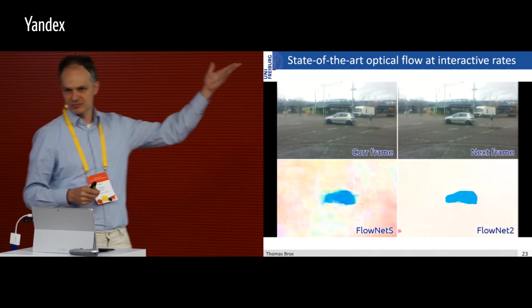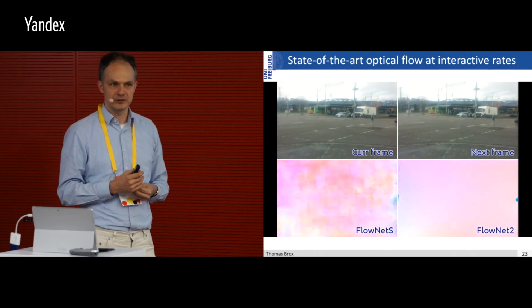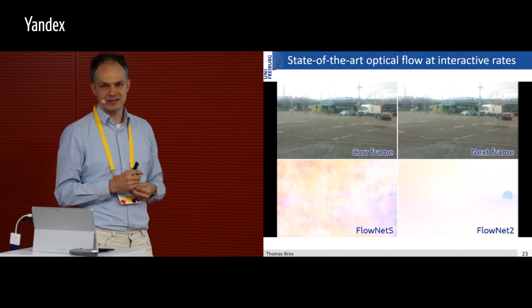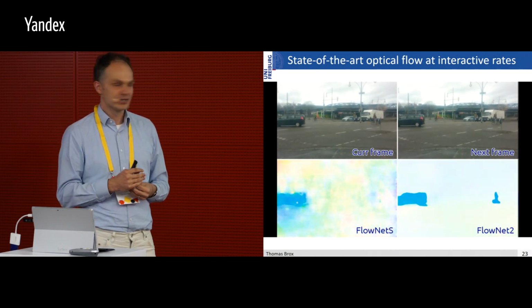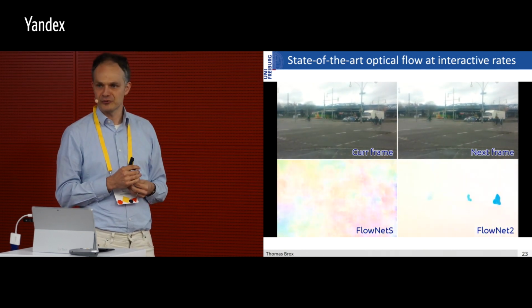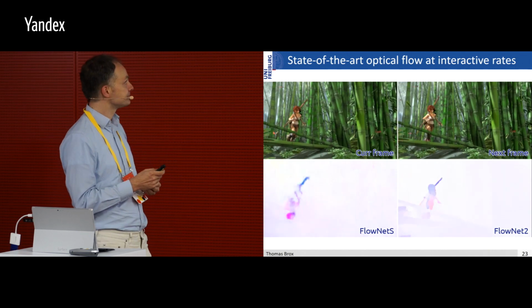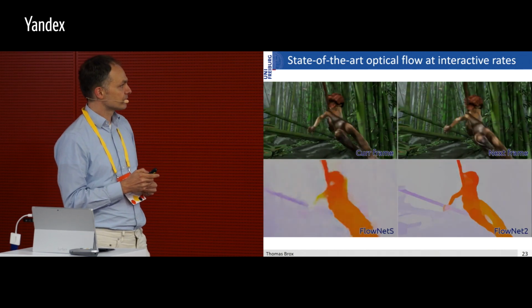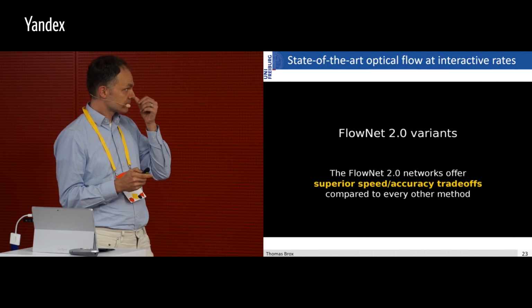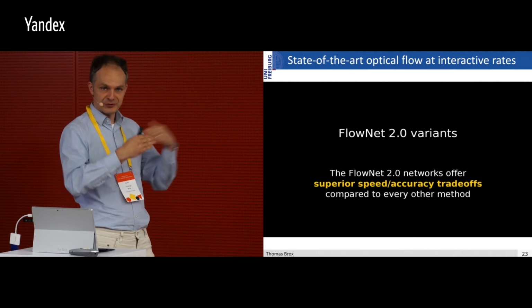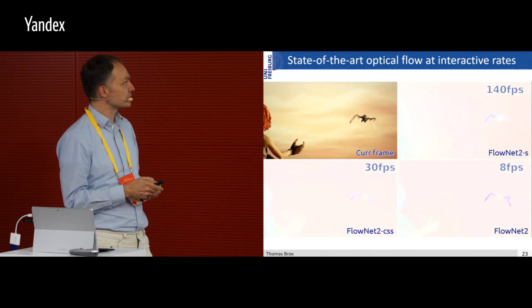So this is now competitive with the state-of-the-art optical flow estimation. And it's much, much faster than all the variational methods, which take multiple seconds. So here you get results in the millisecond range. So especially the speed accuracy trade-off is much, much better.